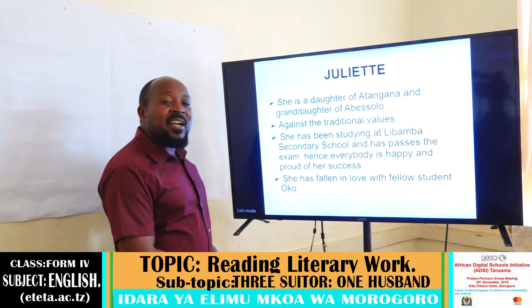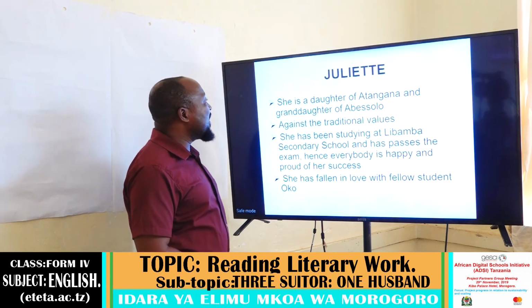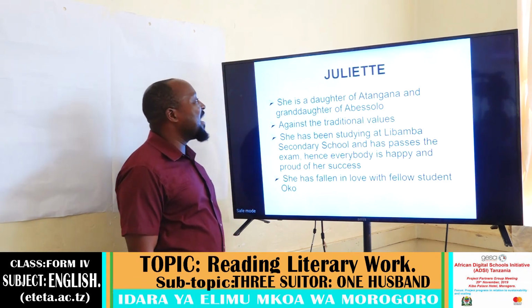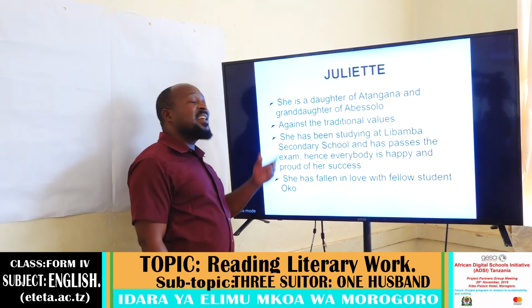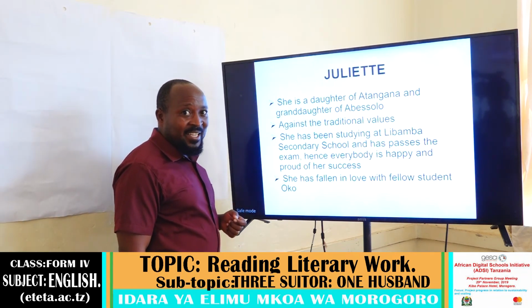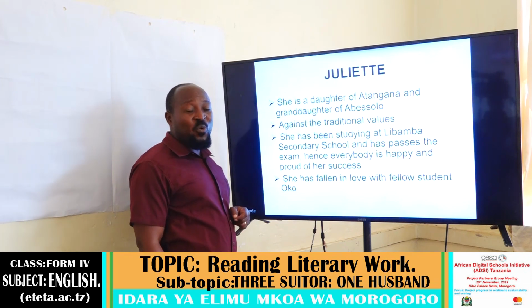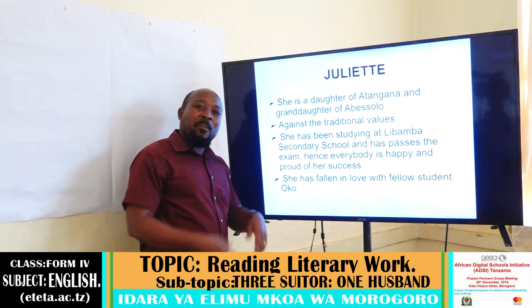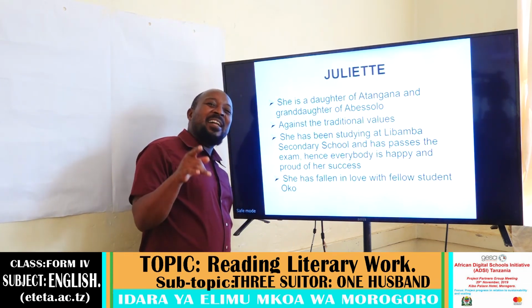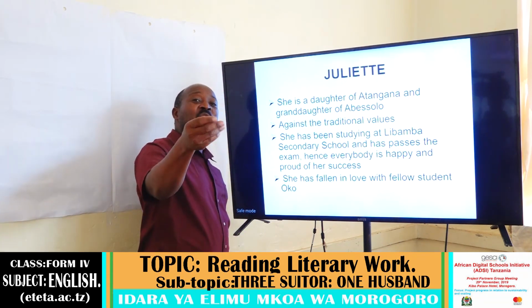And the last character we see is Juliet herself. Juliet is the daughter of Atangana and Makrita, and the granddaughter of Abesoro. As I said, a student at Libamba Secondary School, whose dreams of schooling are cut short by the very, very lustful family who needs her to get married simply because of money.